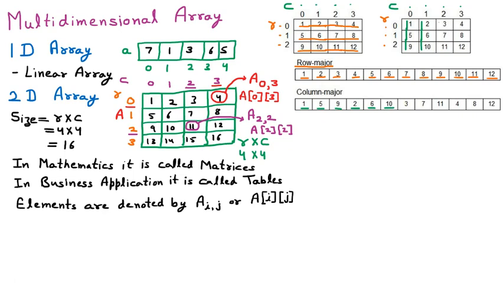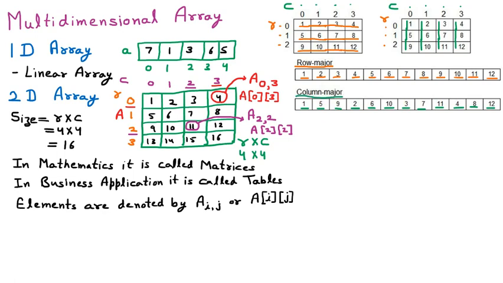Next column, 3, 7, 11. Next column, 4, 8, 12. So you can see that we are traversing the same table but column by column. So this is called the column major.